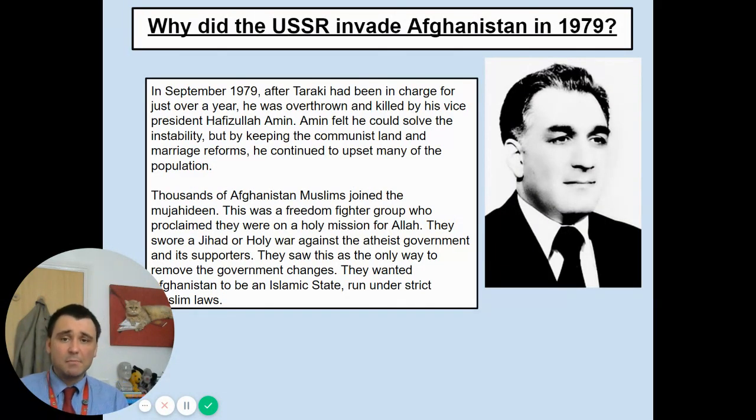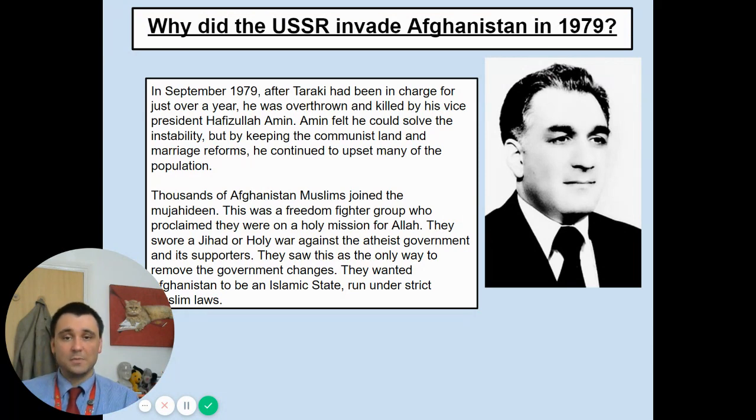So in September 1979, Taraki had been in charge for just over a year. Well, he was actually overthrown and killed by his vice president, Hafizullah Amin. Now, Amin felt that he could solve the instability. Amin felt he could get people on his side. But actually, what he did was he made things worse.